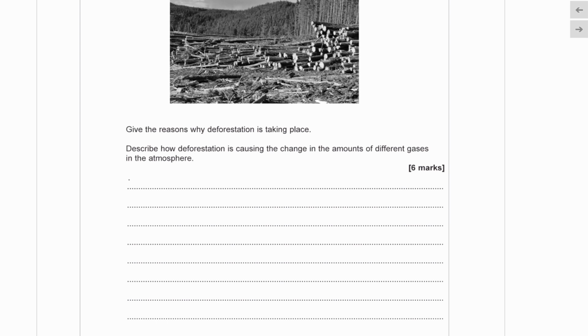So, first of all, let me just switch to another color. We're going to use green for reasons why deforestation is happening, and then how it's causing climate change is going to be in red. All right, so first of all, a reason why deforestation is happening is that wood is used in timber production.